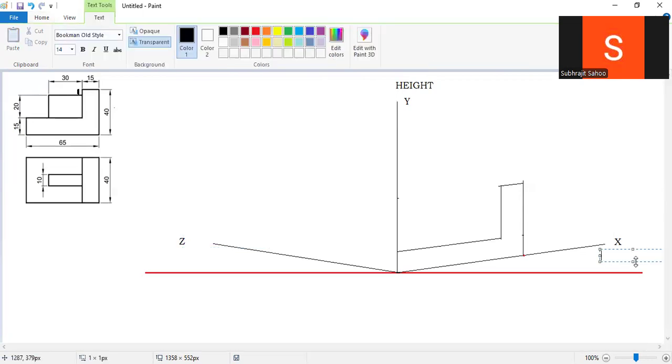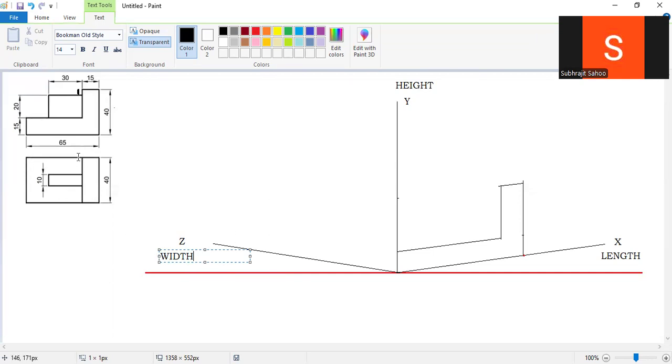In the length direction, length will come, or width will also come. If length will come here, then in the z-axis width will come. If in the z-axis length will come, then in the x-axis width will come. You can interchange between this x and z-axis, here length, here width, or here length, here width. But height is fixed here, right? So width will come, sir.